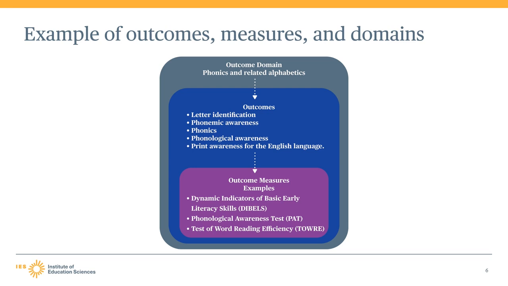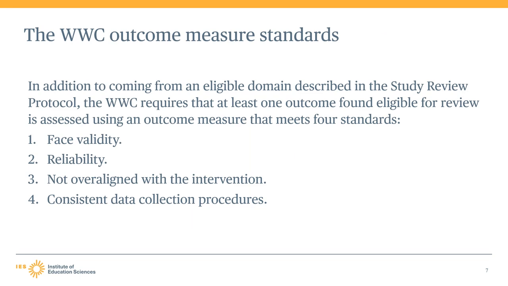For instance, some researchers might use the Dynamic Indicators of Basic Early Literacy Skills, or DIBELS, letter naming subtest as a measure of letter identification. Or perhaps researchers might use the Phonological Awareness Test, or PAT, to measure phonological awareness. Researchers often examine multiple outcome measures within a study.